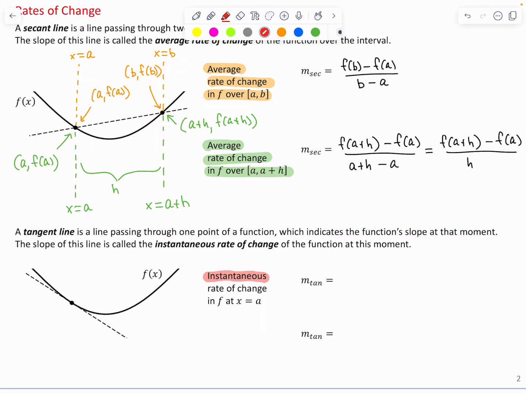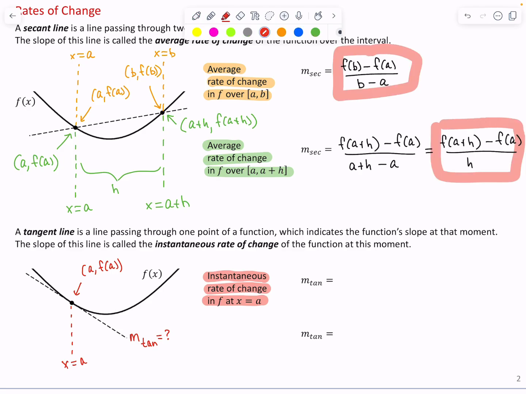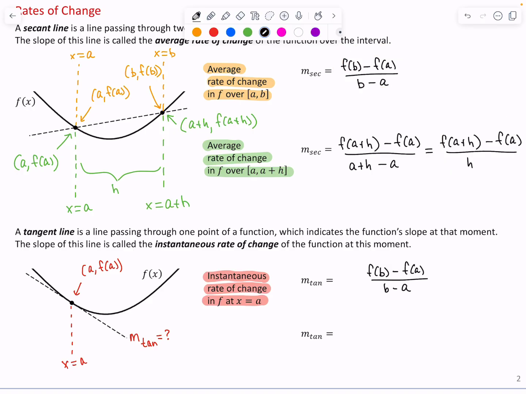So to find the instantaneous rate of change in f at x equals a, and this point would have coordinates (a, f(a)), to find the slope of this tangent line, we are going to use either this formula or this formula, but with an appropriate limit. So in the first case, here's the formula for the secant line using the interval [a, b], and then we simply want b to approach a. So we calculate a limit as b approaches a. And with the second approach, here's our formula for calculating the secant line connecting 2 points that are h units apart, and we simply want that value h to shrink to 0.